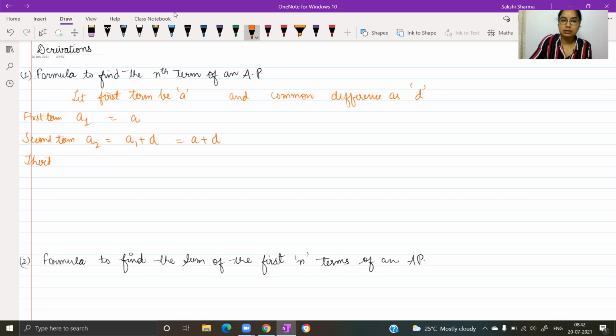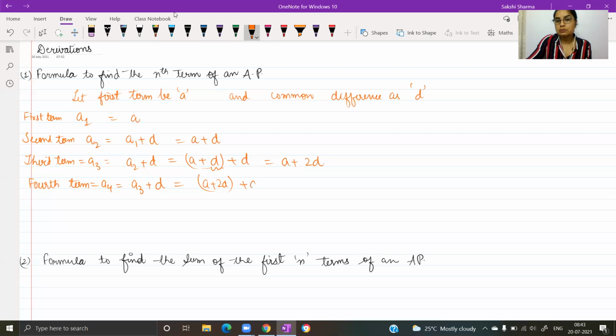Then looking at the third term, A3 can be obtained by adding the common difference to the second term. So this will be A plus D plus D. This is the second term. उसमें हमने common difference add कर लिया. This becomes A plus 2D. If you want, you can write down one more term. Fourth term भी लिख लेते हैं. उसके बाद आप इसको generalize कर सकते हो. Fourth term is equal to A4. This can be obtained by adding the common difference to the third term. हम सिर्फ definition apply कर रहे हैं अपनी. Third term की value आपने भी previous step में find out की है, A plus 2D. इसमें हम common difference add करेंगे. Answer आ जाएगा A plus 3D.